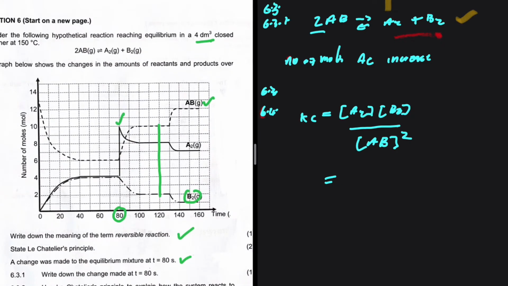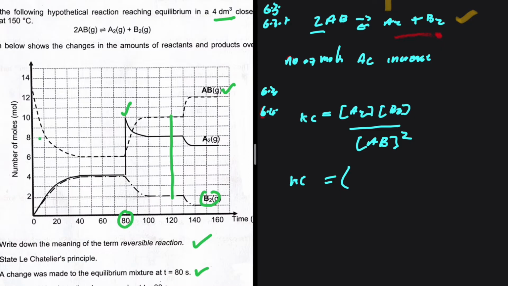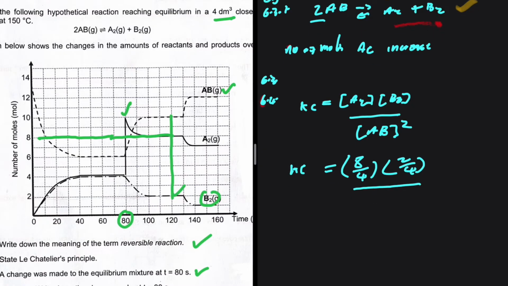Let's go ahead and find the concentration of A2. How many moles do we have? We have 8 moles for A2, right? So we're going to have 8 divided by 4. Number of moles divided by volume will give you the concentration. Multiplied by the concentration of B2. How many moles do we have? We have 2 moles. So that is going to be 2 divided by 4. Everything divided by the concentration of AB. We have 10 moles of AB at t equals 120. So that's going to be 10 divided by 4, to the power 2 because of the balancing coefficients.